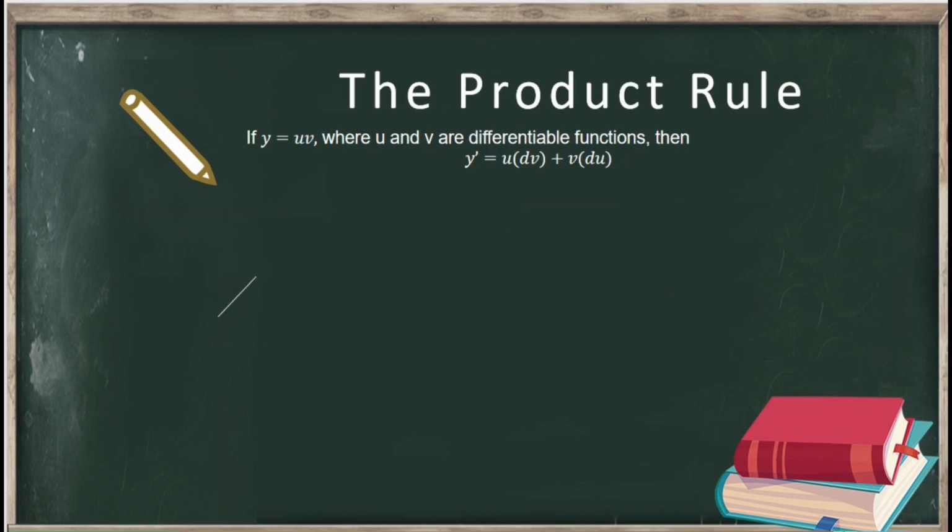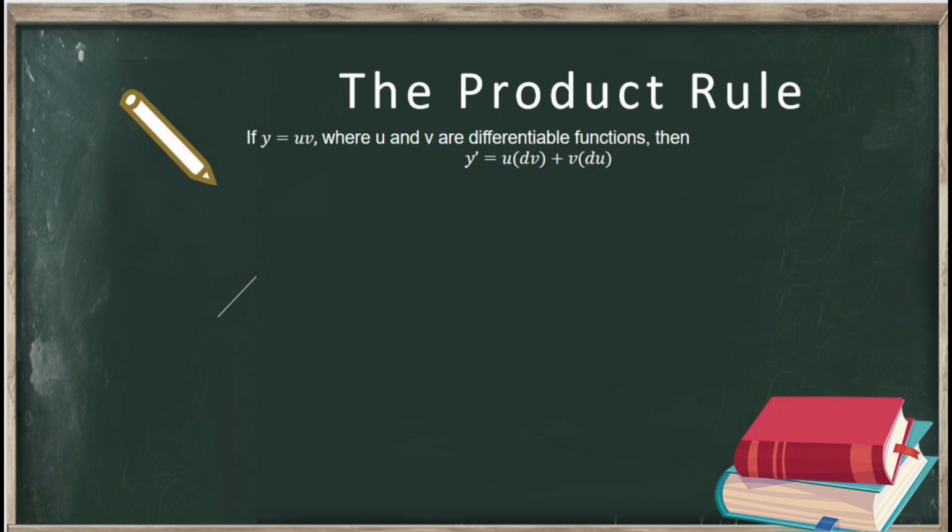Okay, mga anak, let's proceed to the product rule. If y is equal to uv, where u and v are differentiable functions, then our y prime is equal to u times dv plus v times du. Obviously, you can use the product rule when we are getting the derivatives of a multiplication.